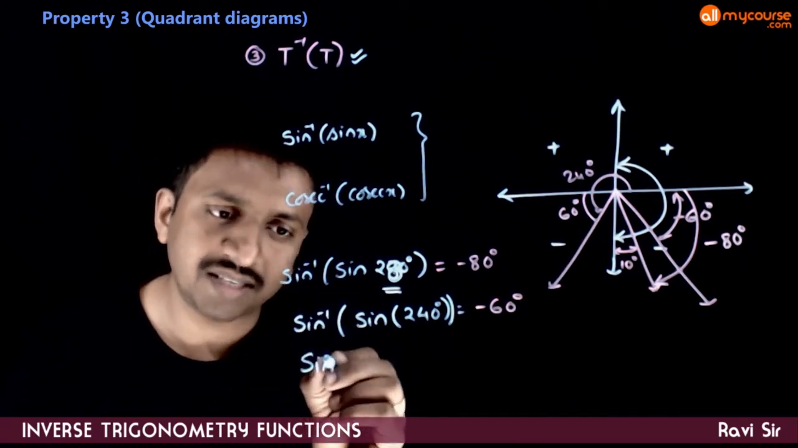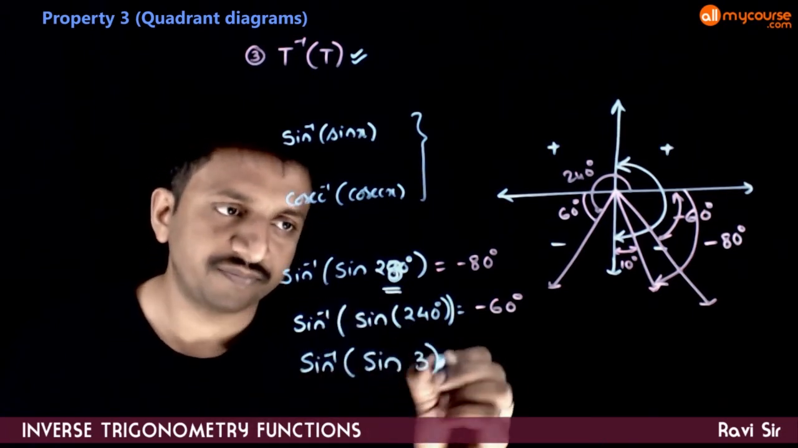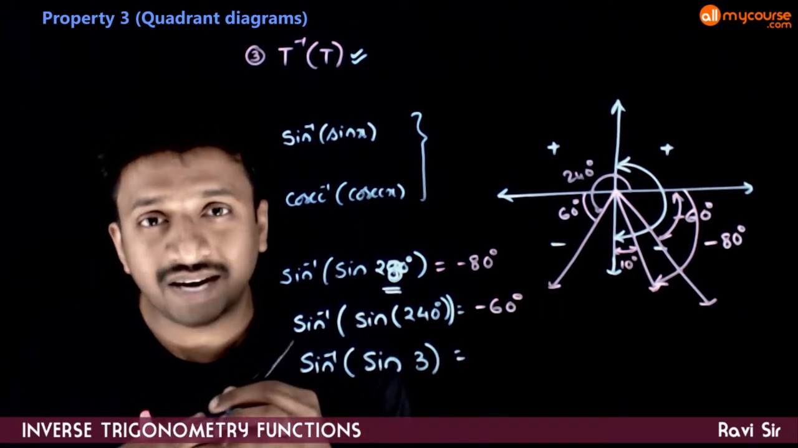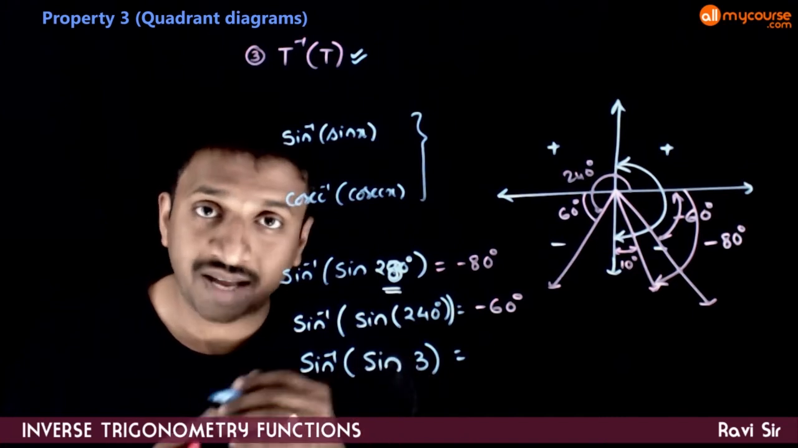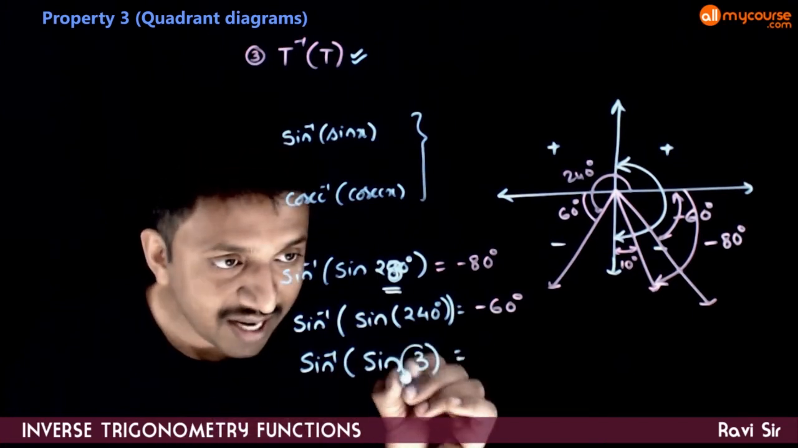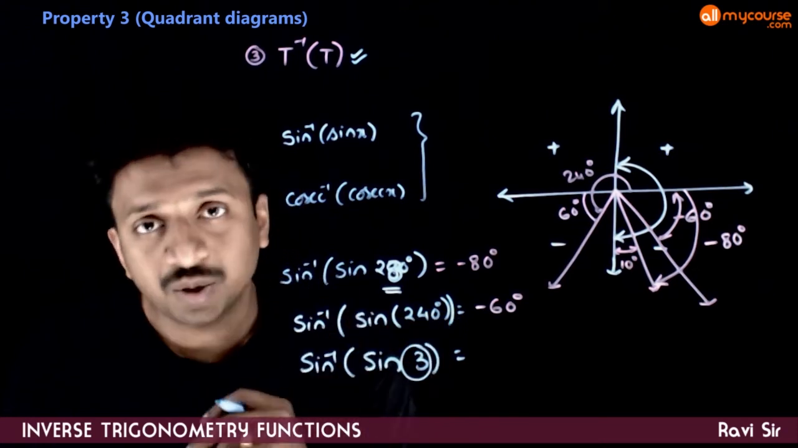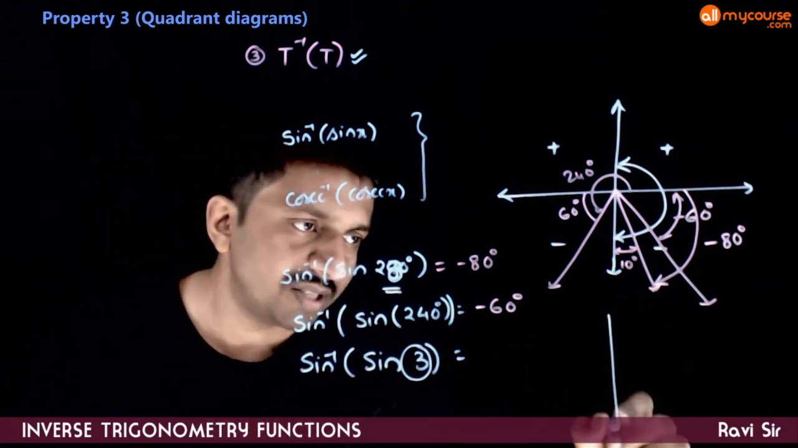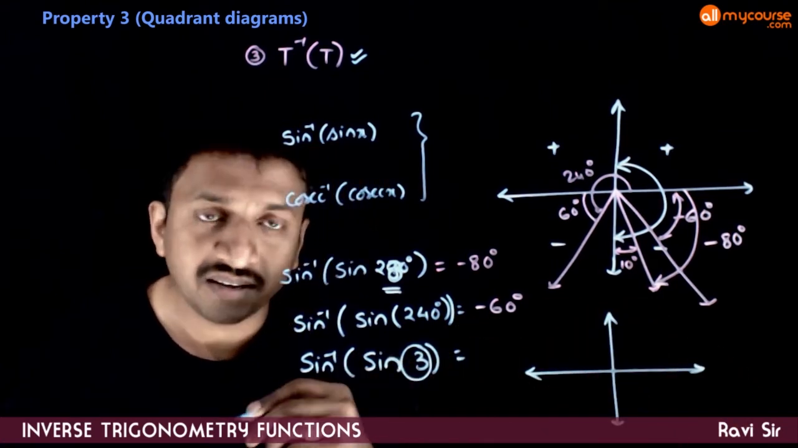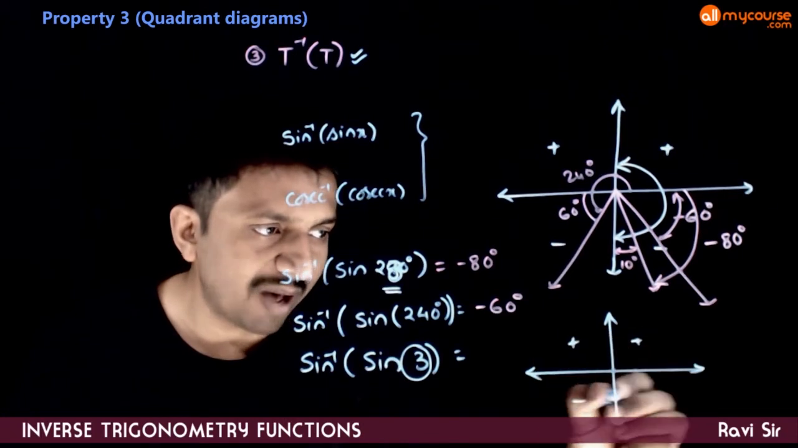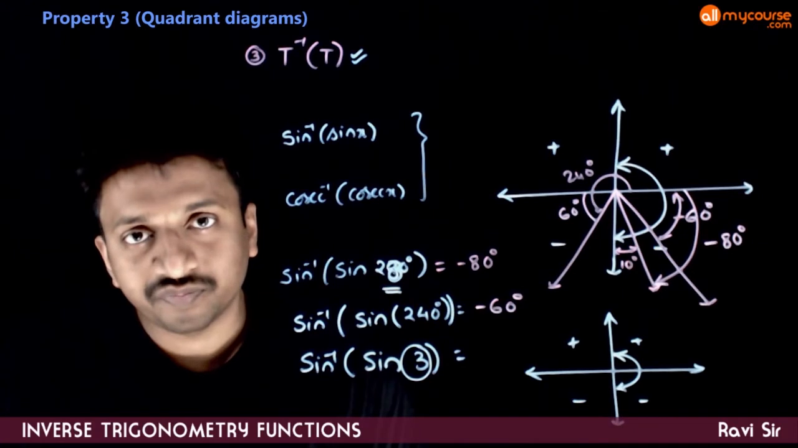For example, if you are asked to find sine inverse of sine 3, what is the answer? So let us draw the quadrant diagram for this. Here you have to understand that degrees is not given, and this has to be assumed as radians. So what is the quadrant diagram for this? You are dealing with sine inverse of sine. So plus, plus, minus, minus, and the range is minus pi by 2 to pi by 2.